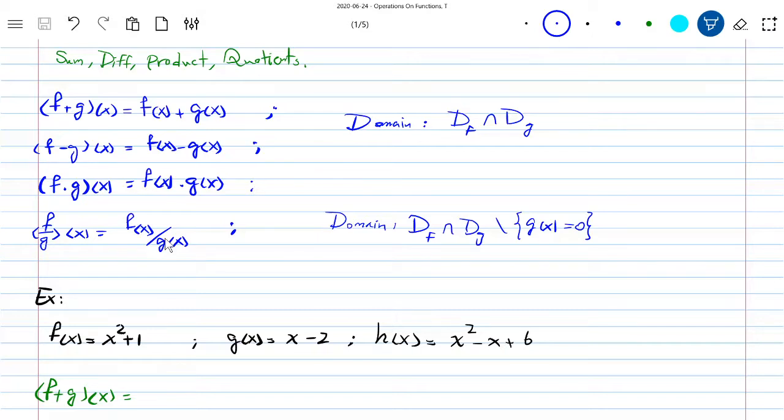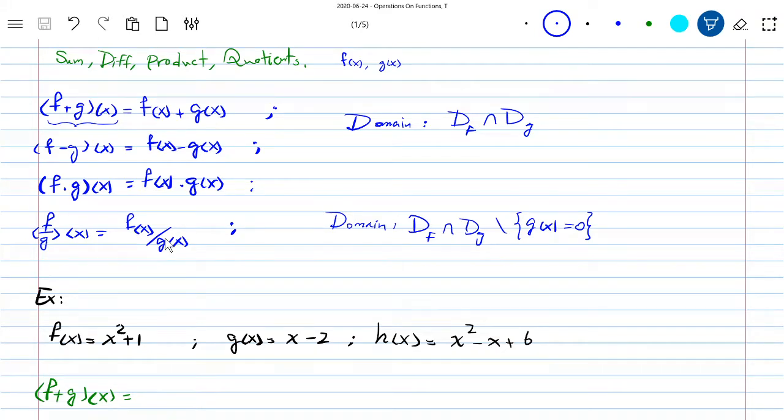So, for example, if you're given the two functions f(x) and g(x), and they ask you to calculate (f + g)(x), this means in notation that (f + g)(x) means f(x) plus g(x). That means add the two functions together. It means the corresponding y value of f plus the corresponding y value of g.